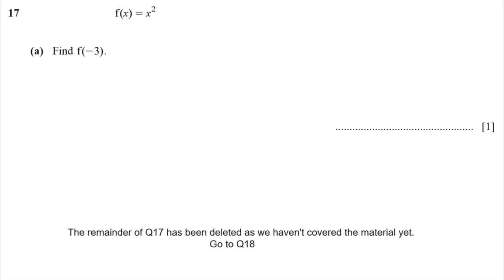Question 17 says the function of x is x squared. Find the function of -3. Well, that's pretty simple. When you have x is -3, I'm going to write it. The function of -3 is (-3) squared. And I put that in brackets so we don't get confused about the minus sign. -3 times -3 is 9. Our answer is 9. And apologies to anyone who may be looking at this, hoping that they want to see the rest of this question. But at this point, my class hasn't covered that material, so it's not on this paper.